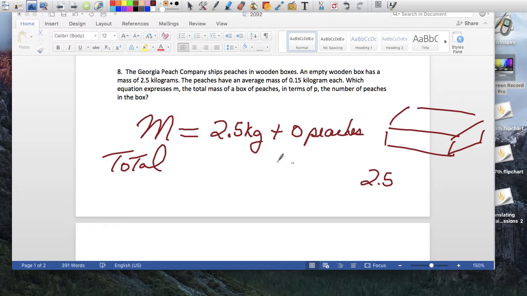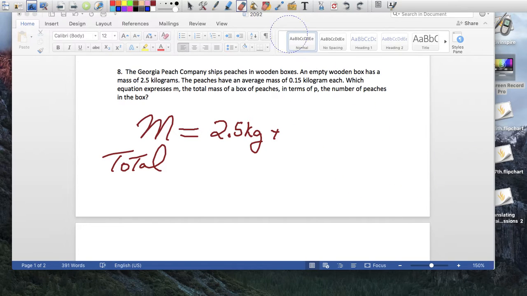And what would be the total weight of this? It would be 2.5 kilograms because there's no peaches inside. But guaranteed weight so far is 2.5 kilograms because that's just the boxes. But obviously, it's not going to be shipped as an empty box.